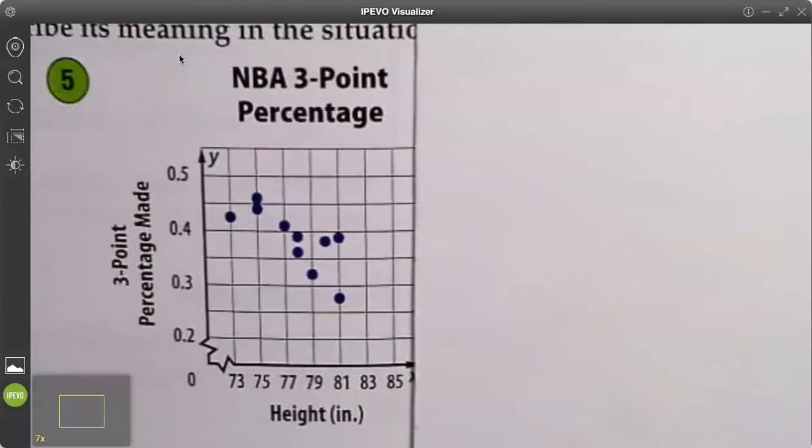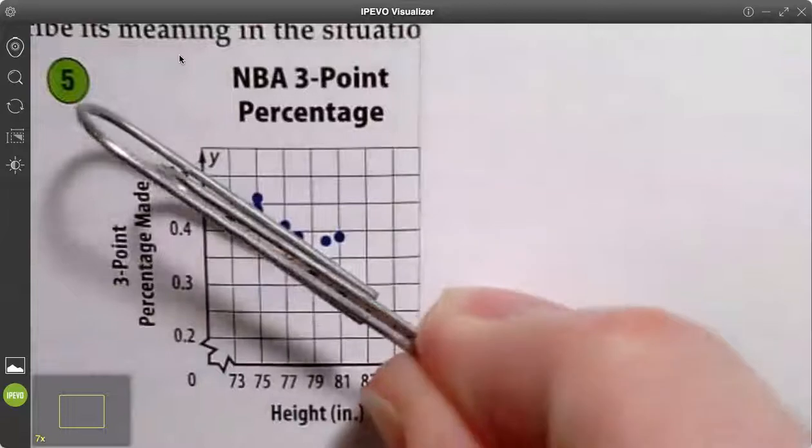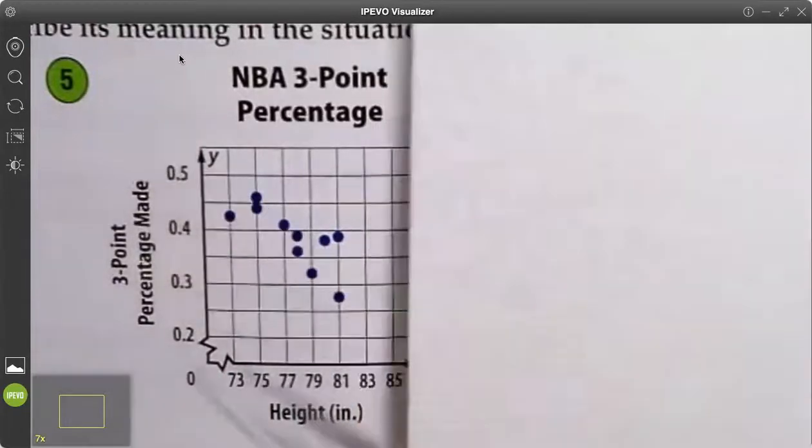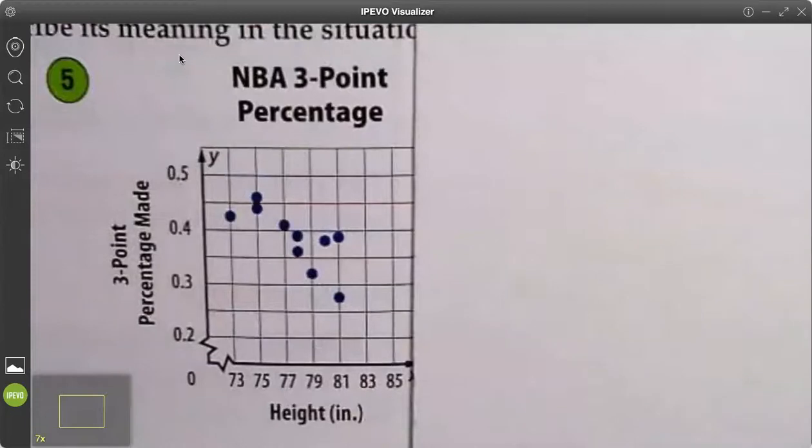Try number 5. Think in your head what your answer would be. What's the correlation and how would you explain it in a quick sentence? This is a negative correlation. Your data in general goes down like that. The taller a person is, the less three-point percentage they make.